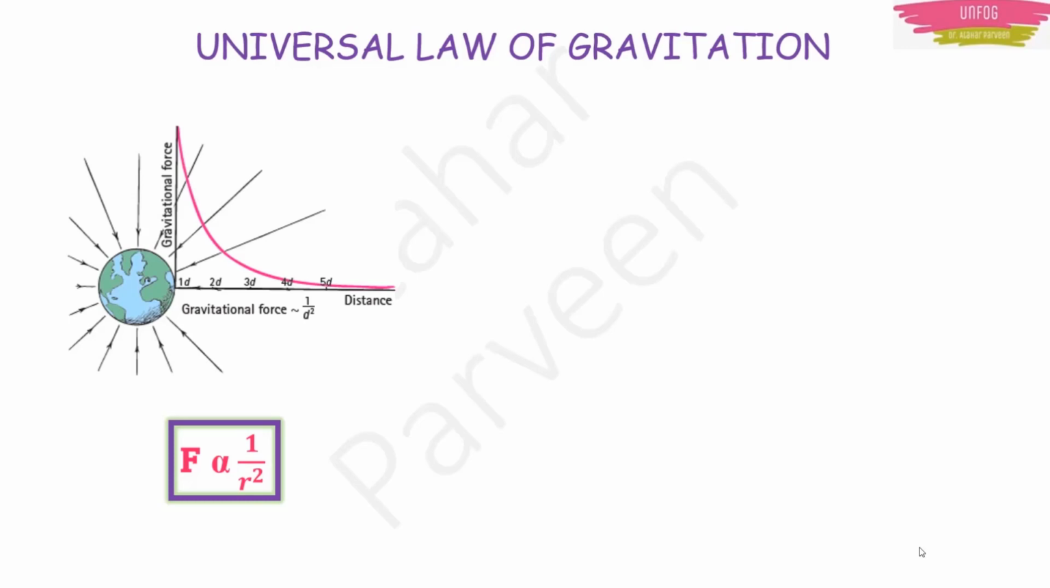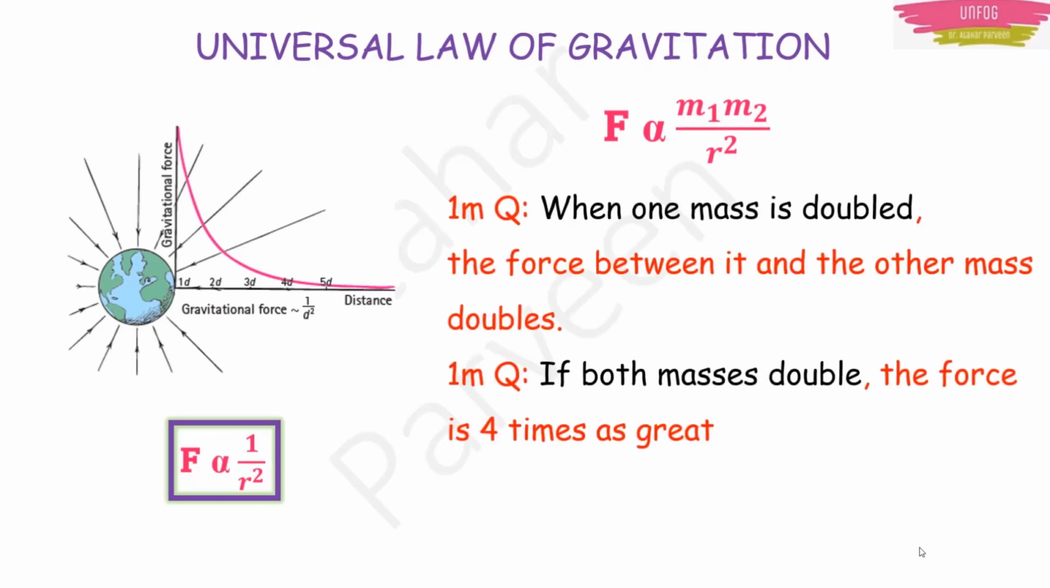Also, based on this, many types of MCQs can be formed. They can ask any one question in that. For example, if F is proportional to m1 into m2 upon r square, then if any one mass is doubled, the force between those two masses will be doubled. If both masses are doubled, then the force will become 4 times bigger. So this type of question can be framed and asked.